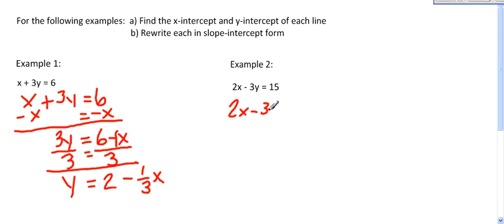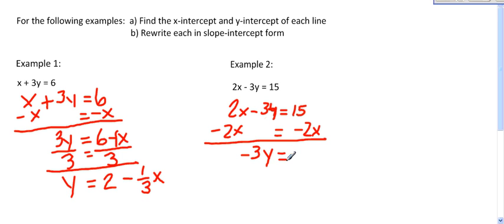Example 2, we have 2x minus 3y equals 15. Again, we need to get y alone. We are going to subtract 2x. 2x is positive, so subtract 2x. Take away 2x would cancel out. We drop down the negative 3y. And we have 15 minus 2x. We cannot subtract them. They are not like terms.